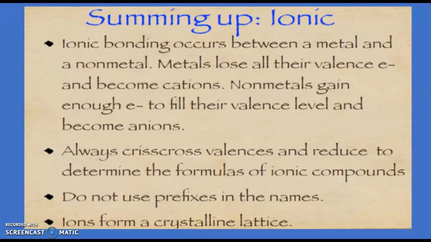So just in summing up, ionic bonding occurs between a metal and a nonmetal. Metals lose all their valence electrons and become cations. Nonmetals gain enough electrons to fill their valence level and become anions. You always crisscross valences and reduce to determine the formulas of ionic compounds. Do not use prefixes in the names. And ions always form that crystal lattice shape or crystal structure, like sugar or salt.